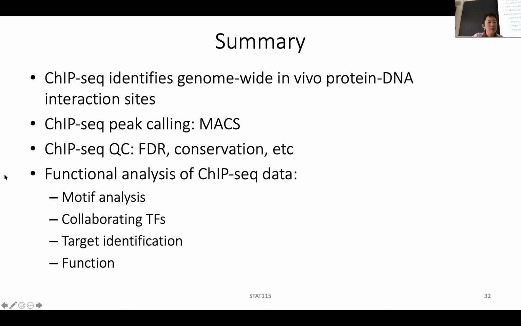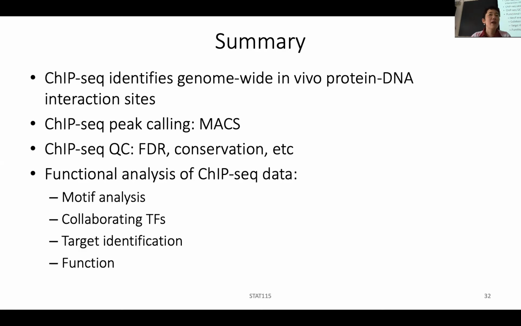So yeah, in summary, basically ChIP-seq, you can use it to identify genome-wide, in vivo in the cell, what the transcription factor is doing in terms of binding in the genome. You can use MACS for ChIP-seq peak calling, and there are many different QC parameters: conservation, FRiP score, FDR, fold change, to help you figure out and also look for motifs. But once you have the ChIP-seq data, you want to look at transcription factor motifs. And from there, you might be able to find that it's collaborating with something. And also, you want to look at its targets.